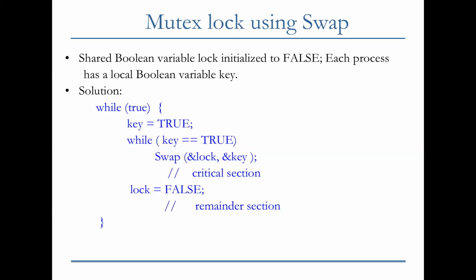Yes, but we check the previous value. Remember that the condition to exit is while key is true. Key is local, yes, but it's both an input and output argument for swap. On input, you're always going to supply true. On the output, it can be either false or true, depending on the status of the lock. If the lock was not taken by anyone before, the old value will be false. If the lock was already taken by someone, the old value will be true.